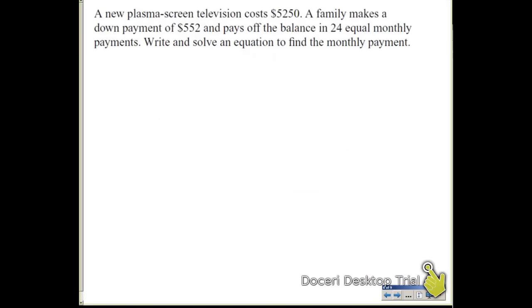Next example, a new plasma screen TV costs $5,250. This is apparently an old plasma screen TV. A family makes a down payment of $552 and pays off the balance in 24 equal monthly payments. Write and solve an equation to find the monthly payment. So I'm going to go ahead and define M. M equals the monthly payment.